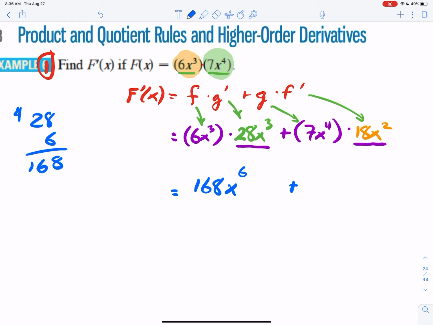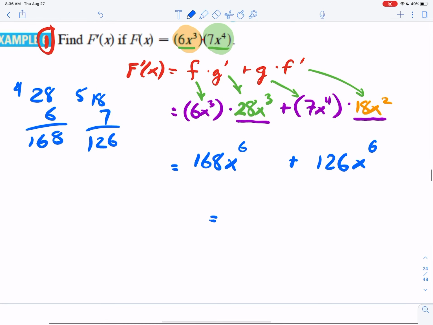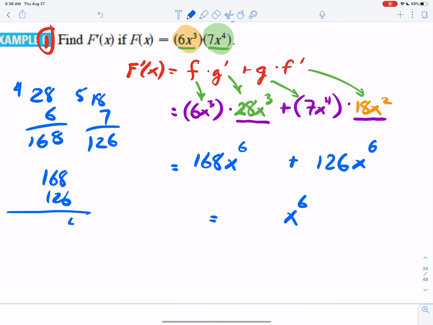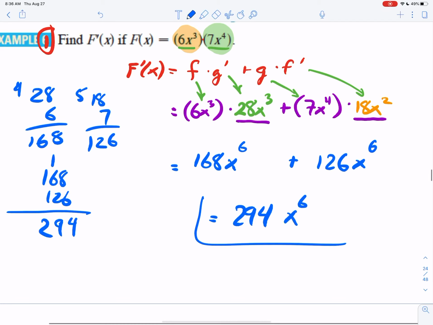Okay, over here, that's 7 times 18. That's 126. And x to the 4th and x squared gives us x to the 6th power. And since they both share the same power, we'll just add it. How many x to the 6's do we have here? We have 168 plus 126. That's 294 x to the 6. Okay? And that's our answer.